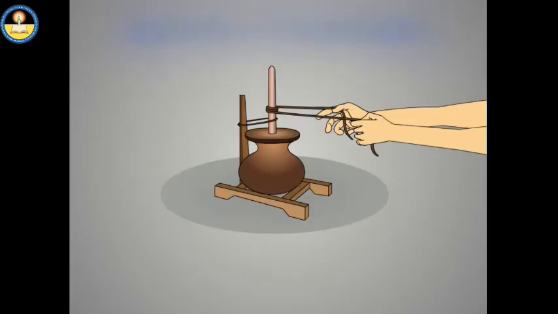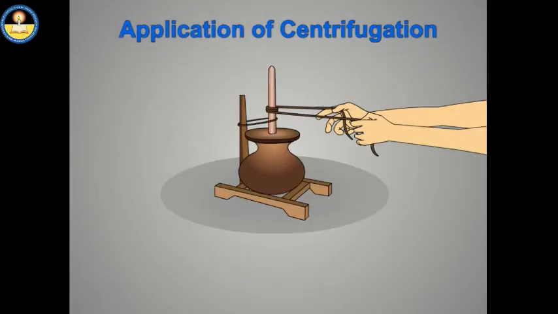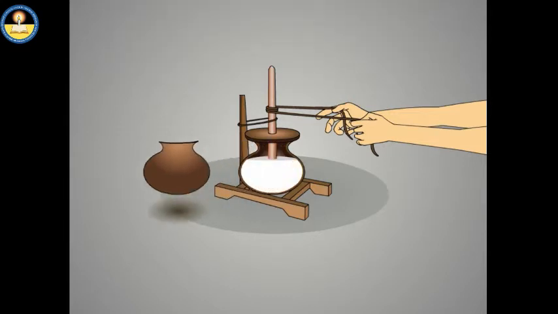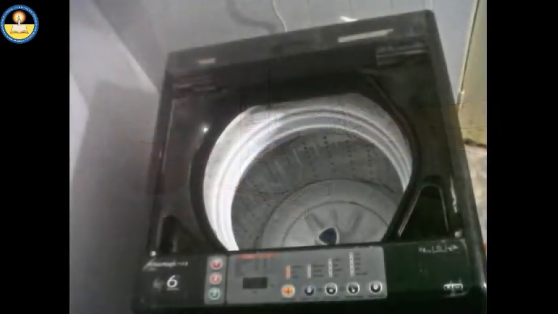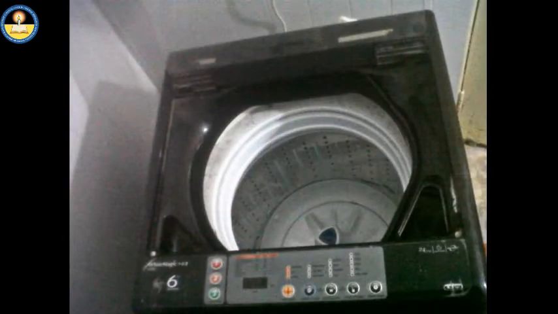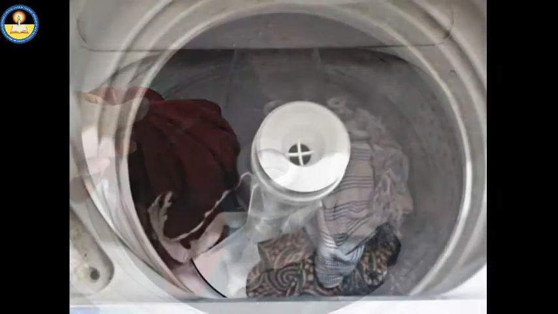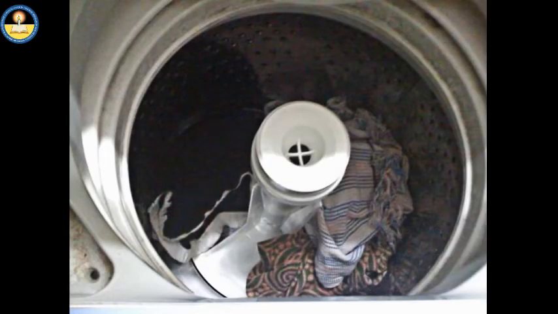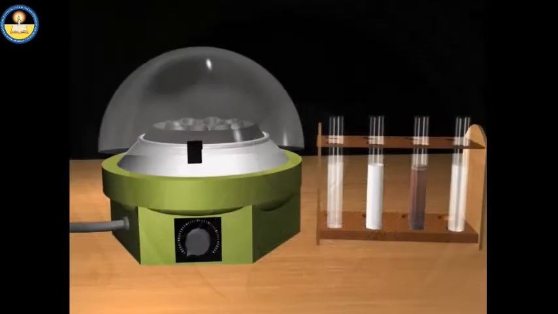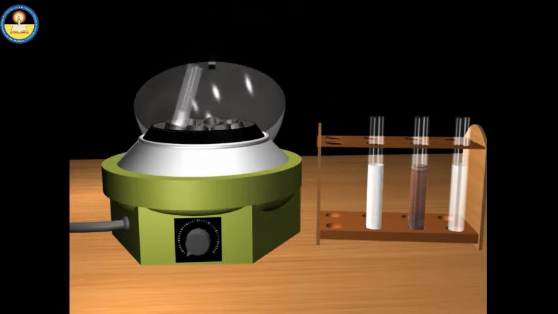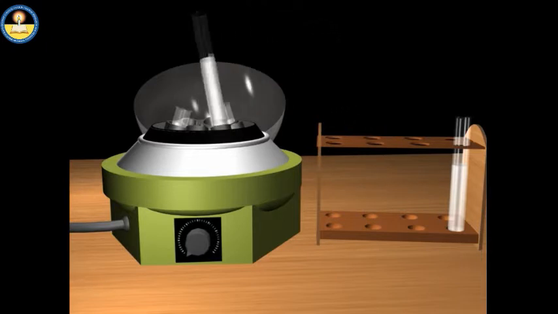Can you recall any application of this method? Yes, you are correct. We separate fat from curd by this method with the help of a churner. The rotating cylinder of washing machines acts like a centrifuge, which helps in removing water or soap solution from wet clothes. In the laboratory, we separate precipitate from solutions. Separation of components of a mixture is done by using a centrifuging machine.